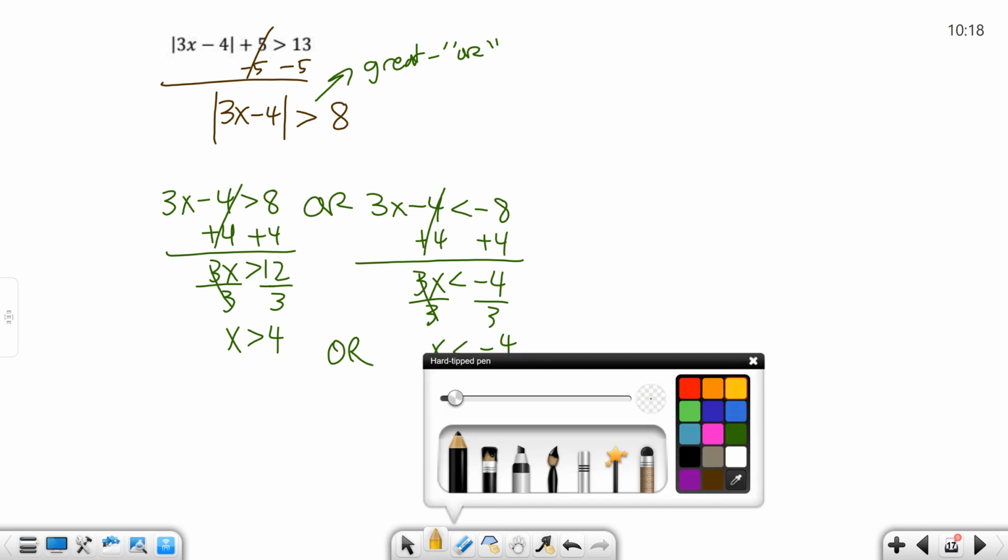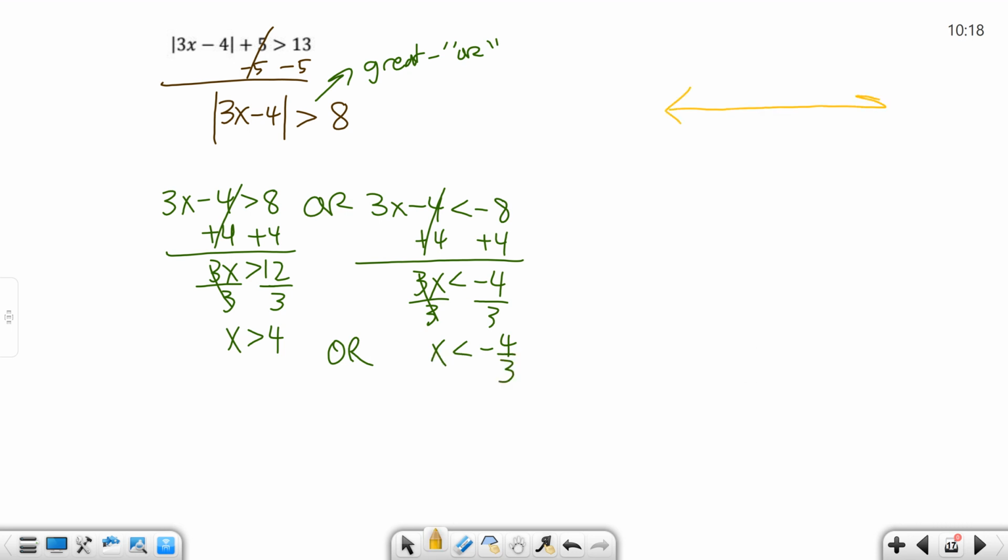And then on my number line, I care about how many numbers. That's right, 2 numbers. Which one's smaller? Negative 4/3, and which one is larger? I don't know why I wrote a 3 down, because 3 is not up there. It's 4. Right, that's this number here. So then x is greater than 4.